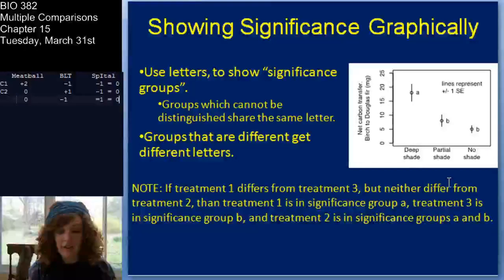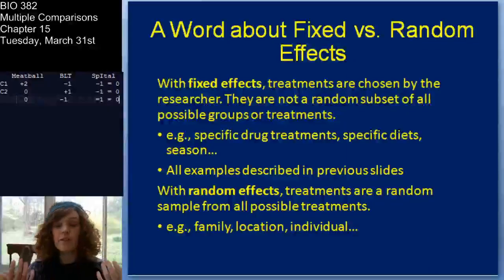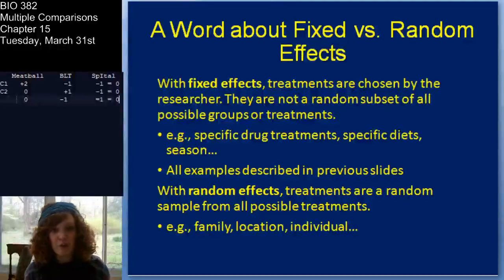Okay, all right. So that's how you represent significance graphically. That's how you would interpret that. Your book talks a little bit about fixed and random effects, and I tend to do that earlier in the semester, but I realized I have not introduced that very well. So I just want to make sure you understand what fixed and random effects are.